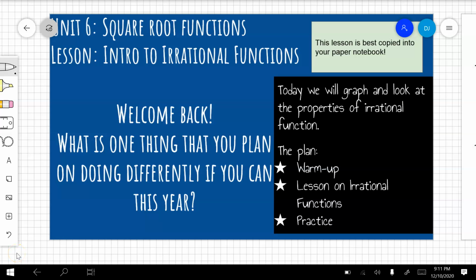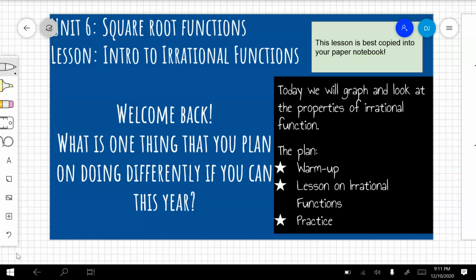All right, so this is Unit 6. We're going to start talking about square root functions, but we're also going to take a look at cube root functions today. So this is the introduction to irrational functions. So your check-in question for today is, welcome back.